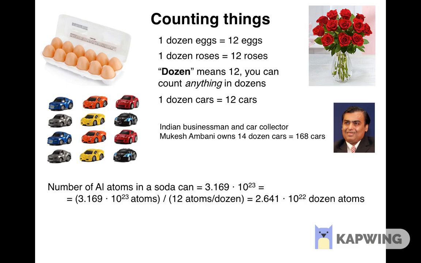We could say that 3.169 times 10 to the 23rd power atoms is 3.169 times 10 to the 23rd power divided by 12 dozen atoms, and that is 2.641 times 10 to the 22nd power dozen atoms. However, it is still a very large number. Even counting atoms by the 100, 1,000, million, or even billion would result in very large numbers.